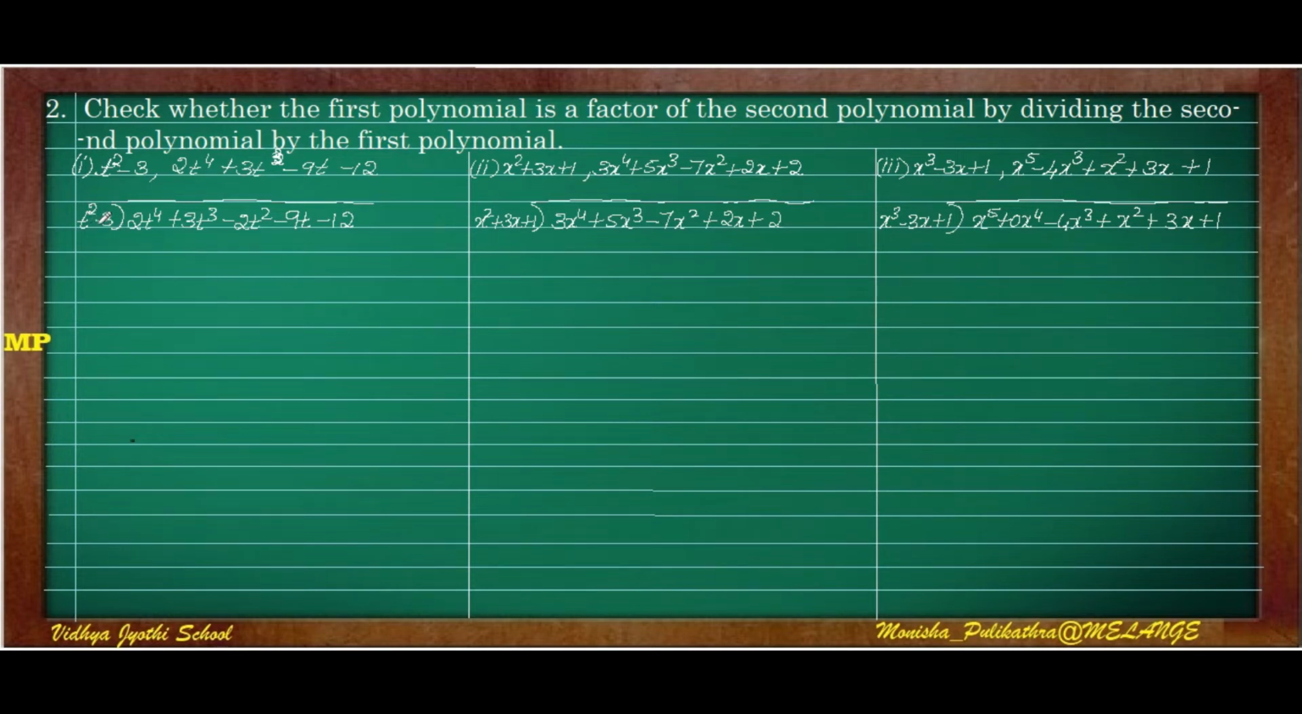So here the divisor is t square minus 3 and the dividend is 2t4 plus 3t cube minus 2t square minus 9t minus 12. We have to find out whether the dividend is completely divisible by the divisor. So first, for t square to become 2t4, we have to multiply t square with 2t square. So 2t square into t square will become 2t4. Minus 3 2s are 6t square. Next change the sign.